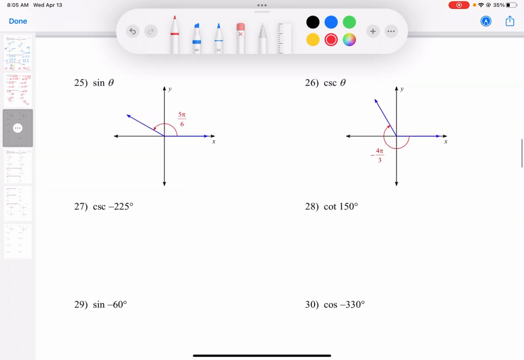The sine of 5 pi over 6. And again, I just like to do it like this. I think it's just easier. There's little tricks in here too, but it gives us 150 degrees. So if I drop this down, that's going to give me a 30, 60, 90. So opposite the 30 is 1. Hypotenuse is 2. Opposite the 60 is the square root of 3.